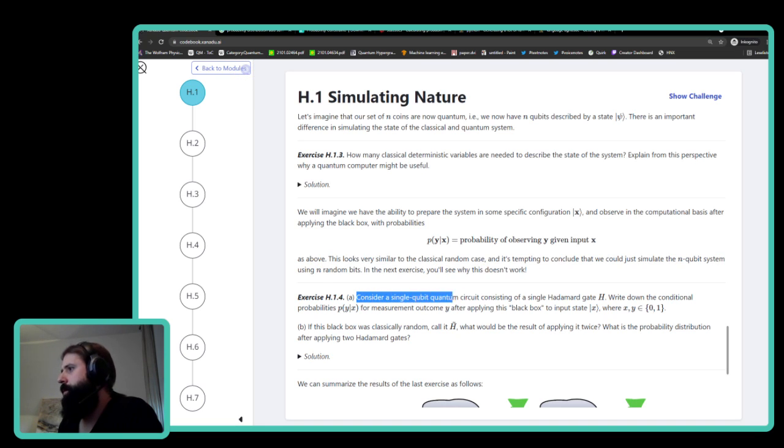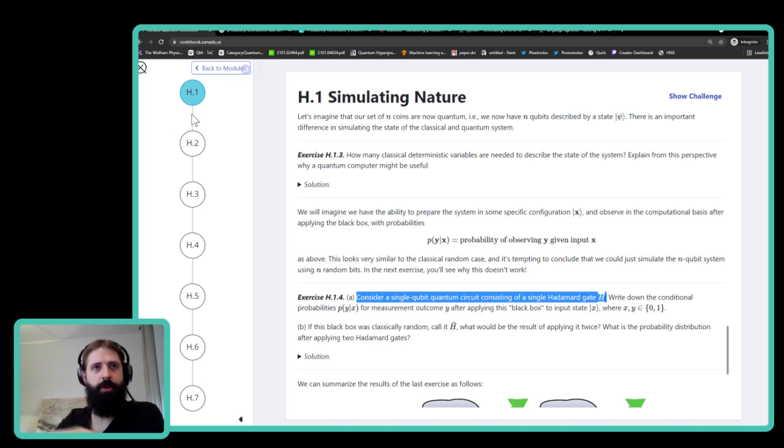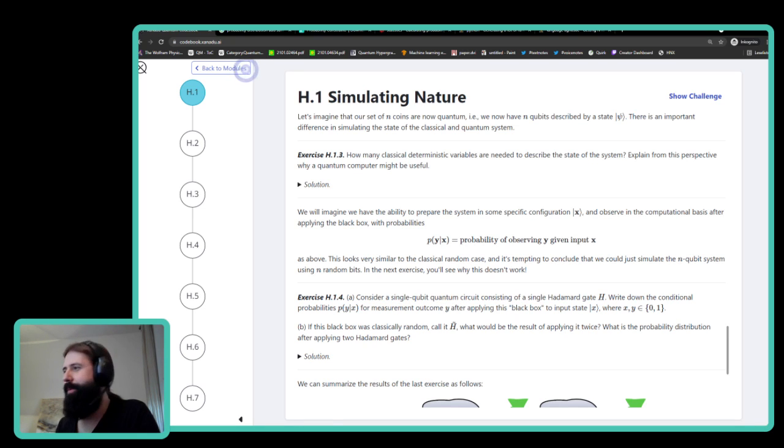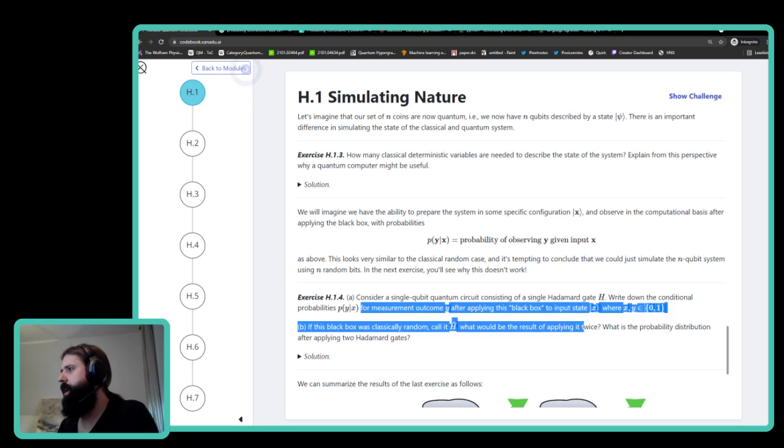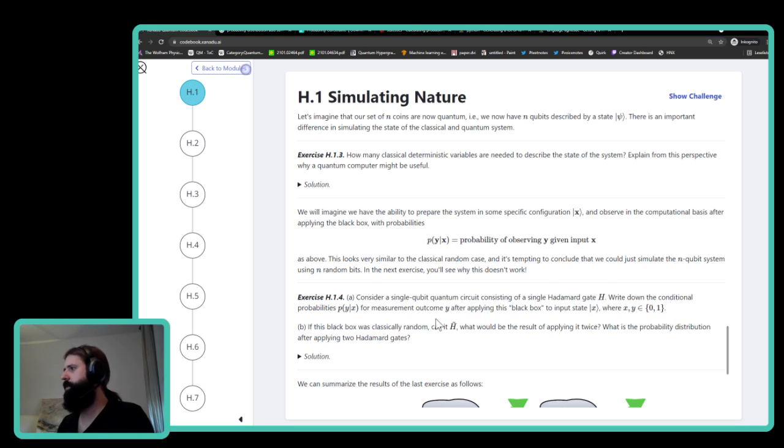Consider a single qubit quantum circuit consisting of a single Hadamard gate. Again, remember, that's not the beginning of the codebook, so you should have done all the other qubit basics and quantum basics before. But I hope that I'll be able to go without that. Consider a single qubit quantum circuit consisting of a single Hadamard gate H. Write down the conditional probabilities for measurement outcome Y after applying this black box to input state X, where X and Y belong to zeros and ones, binary.